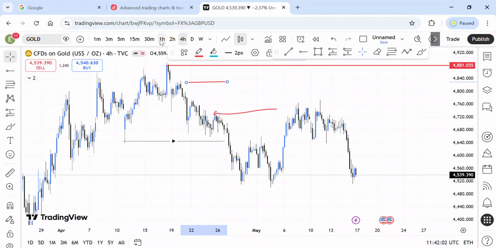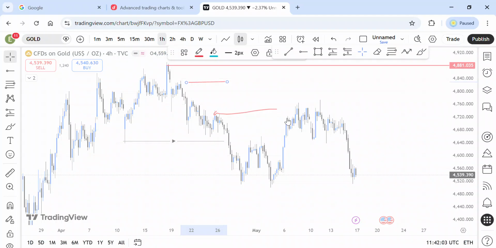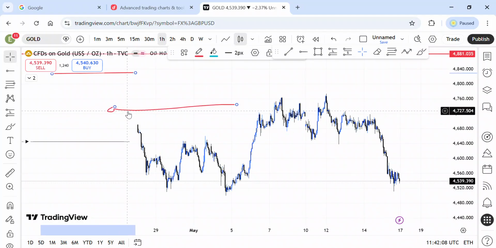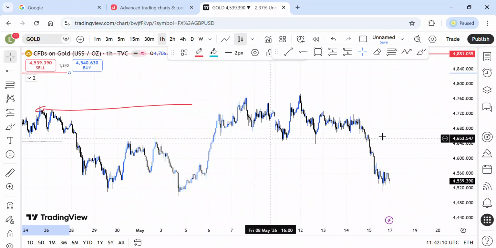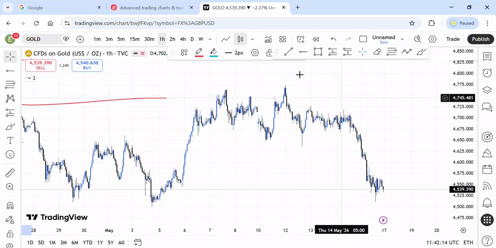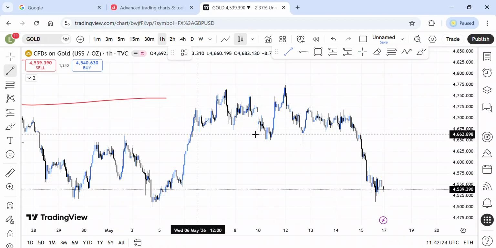Okay, then I go to 1 hour when price might have taken out the liquidity right here. Then I go to my 1 hour time frame to look for what? To look for change of character, or change in state of delivery, or market structure shift, whatever you call it in your region is okay. So then what happened? I see a choke here to the downside.